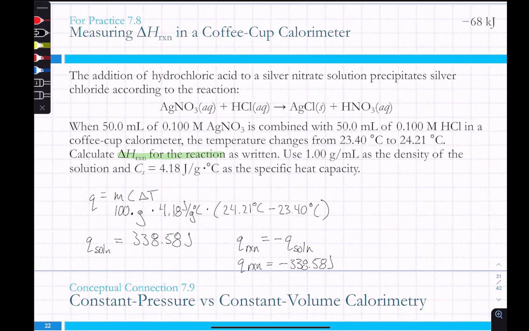All right, so that's for the reaction, given all of the stuff that we have, and given that we have less than 1 mole of each thing. But what if we had 1 mole, right? How much heat would be released if we reacted 1 mole of silver nitrate? So what's the heat of the reaction? How do we find that?